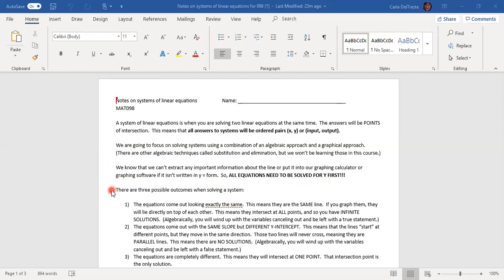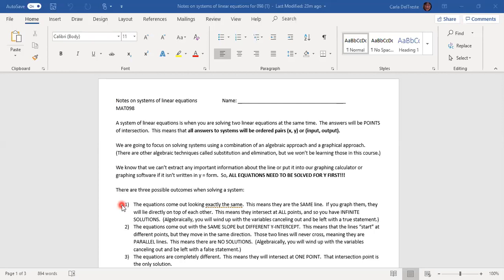So there's three possibilities that can occur. Possibility number one is that the equations come out looking exactly the same. So if they're exactly the same equation, then that means they'll be the exact same line. And if you graphed them, they would be directly on top of each other because you'd be graphing the same line. That means that all of their points are shared. They're all intersection points. And so you would have infinite solutions.